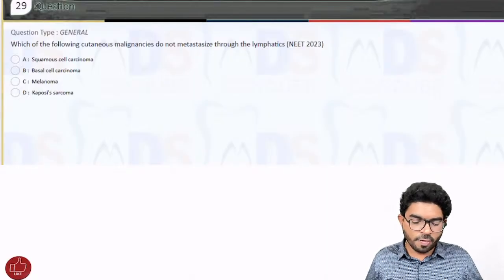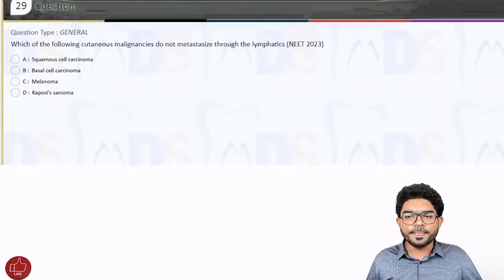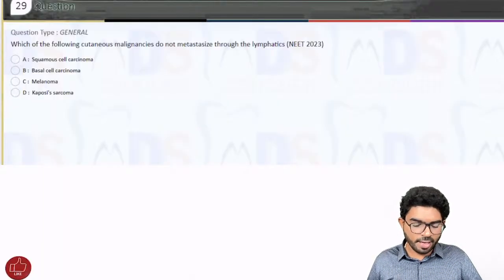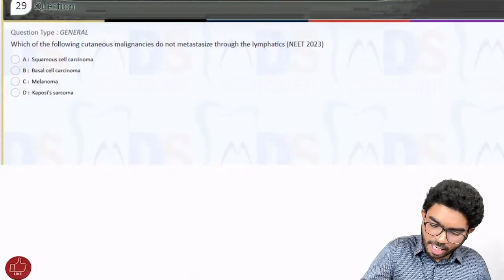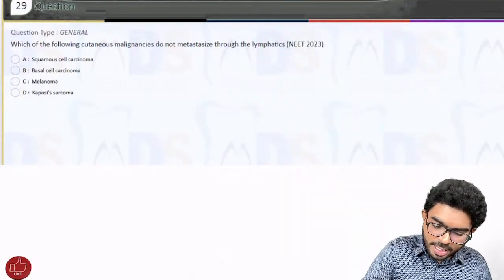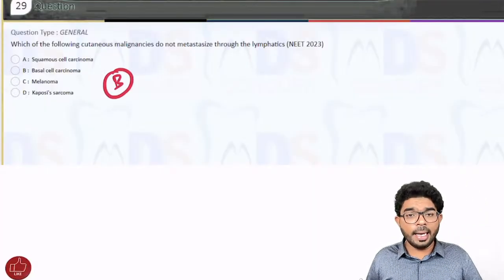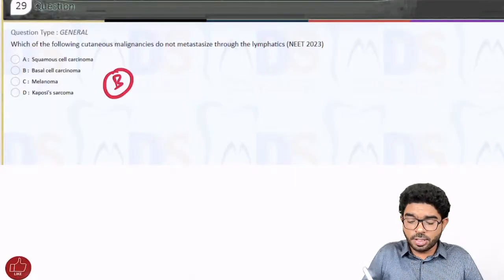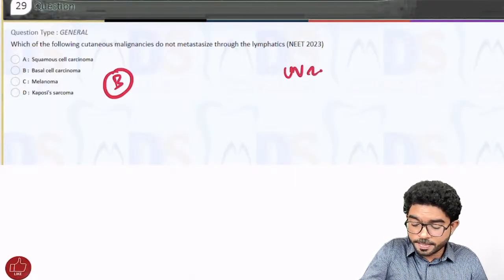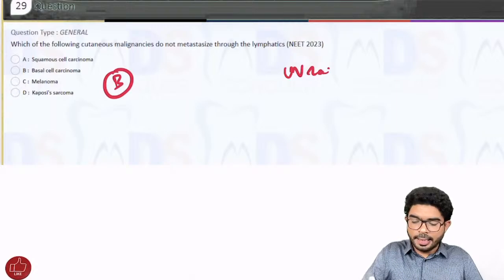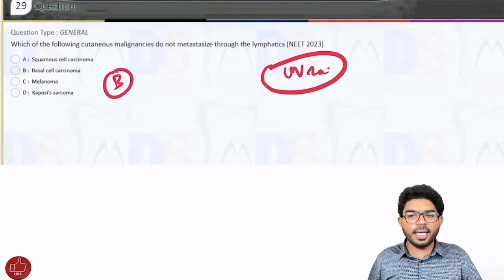Okay, you see, which of the following cutaneous malignancies does not metastasize through the lymphatics or through the blood? The answer is definitely basal cell carcinoma. Straightforward question. My reason is I clearly mentioned basal cell carcinoma occurs due to UV radiation. That's an area where I was talking about vitamin D, and I tried to correlate it to basal cell carcinoma so that you'll remember it easily.